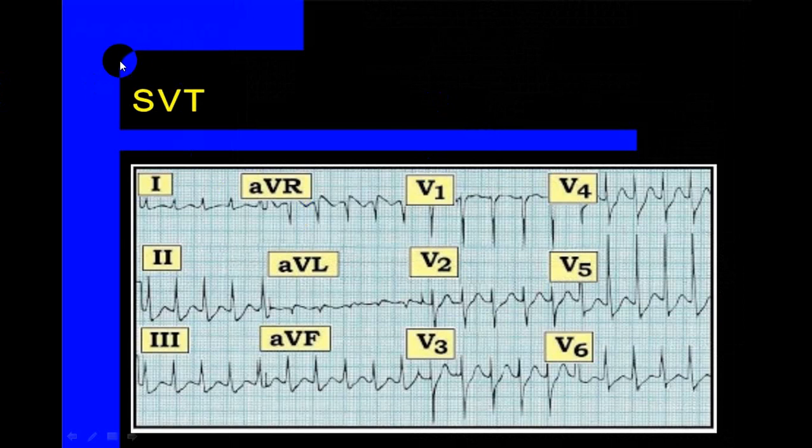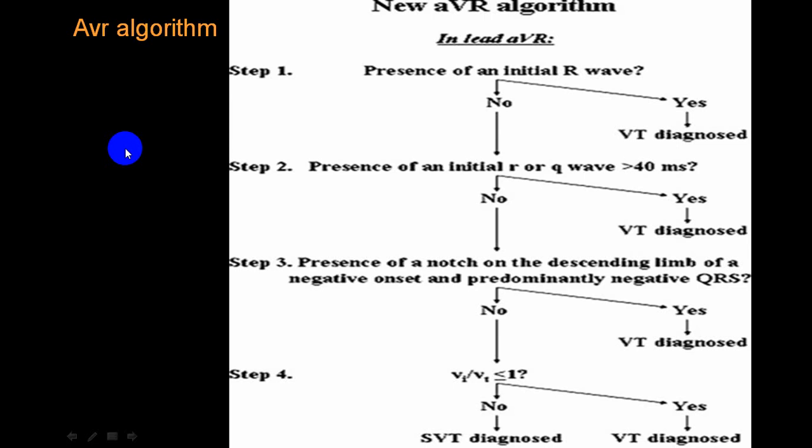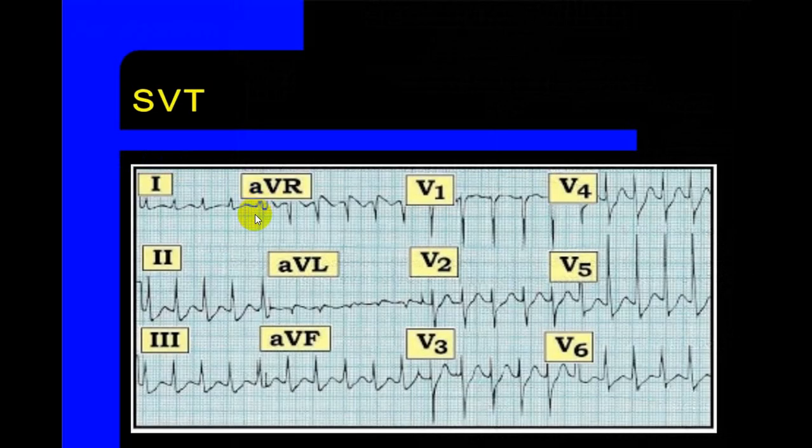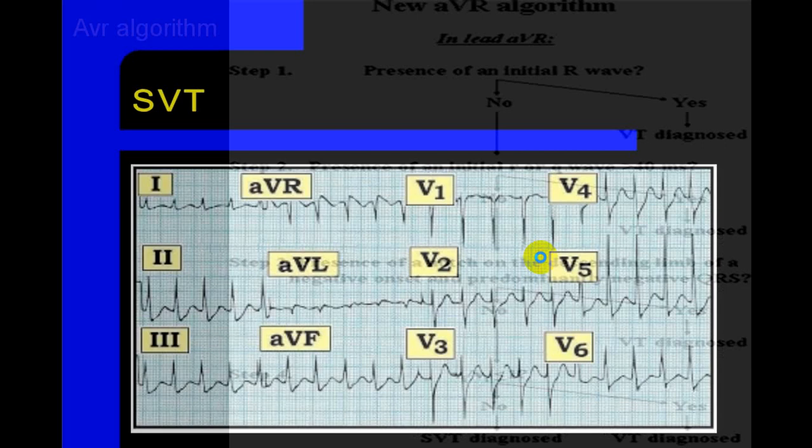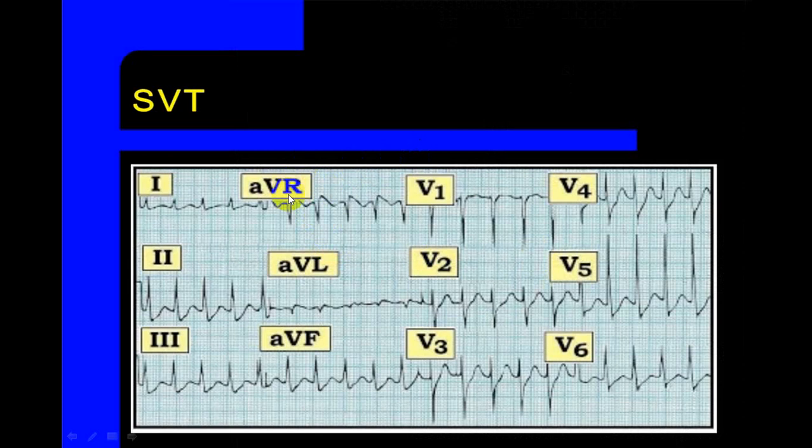Now you can see here what will happen in an SVT. What criteria have we given here? You can have a look. In aVR, there is a QS. There is no initial R wave. So as there is no initial R wave, straightforward it is in favor of SVT. And if you see this Q wave, there is no widening and there is no notch. So all this favors SVT rather than VT. So that is one very important criterion.